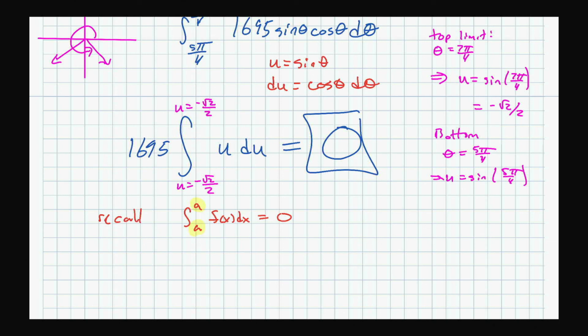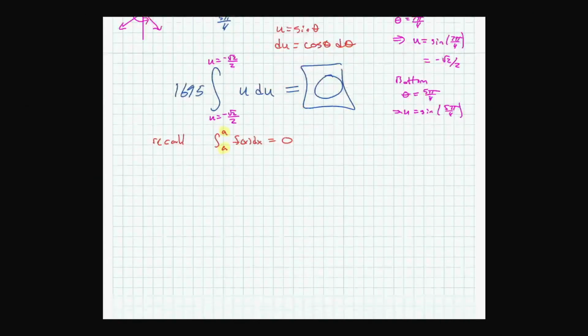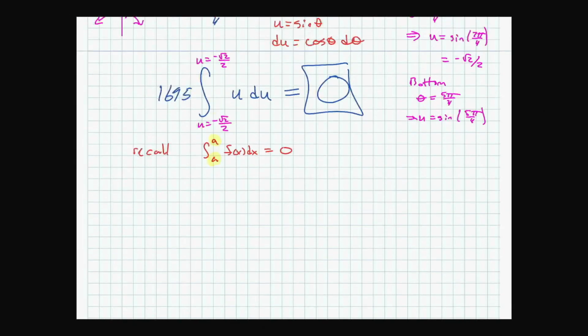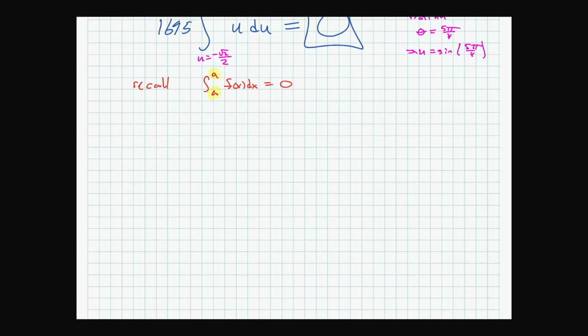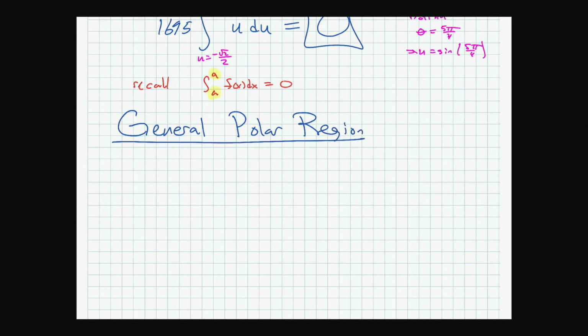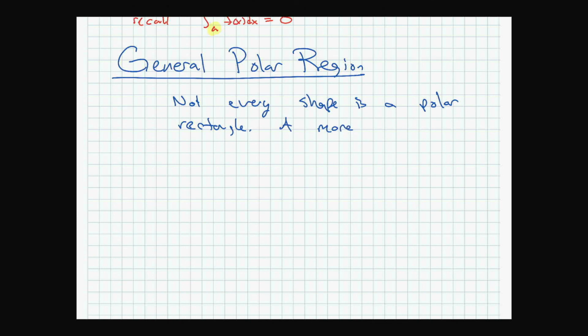Okay, so that's how those integrals work when you're just in polar rectangles. But you're not always going to have polar rectangles, right? You can have more complicated shapes. So you could have a general polar region. Not every shape is a polar rectangle. A more general situation is this.